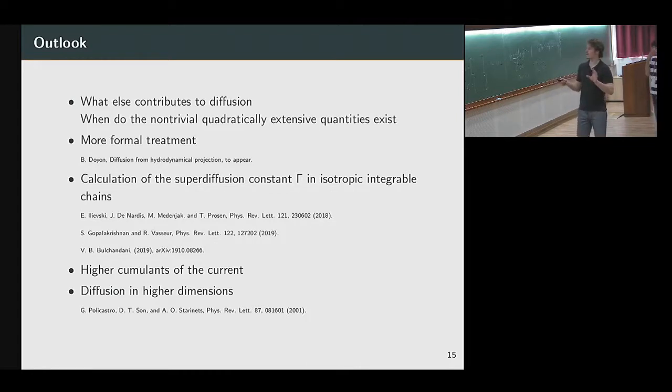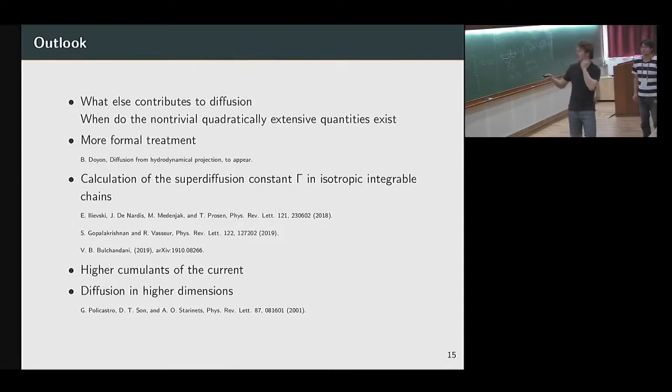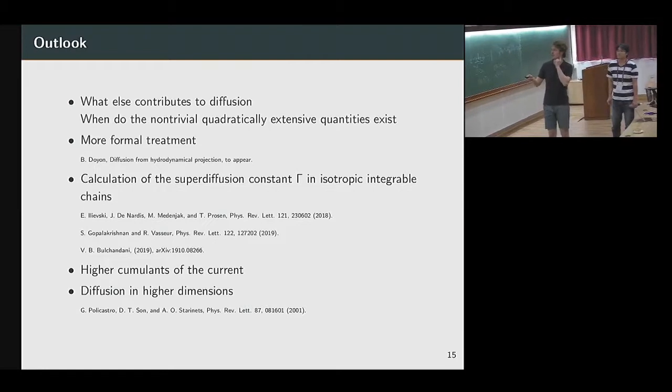One thing that is missing is a more formal treatment, and I would like to refer to Benjamin's future publication, where he provides a more formal view on our result. There is also a problem. In integrable systems, we can compute diffusion matrix and Drude weights. What we are still unable to obtain is the super diffusion constant.